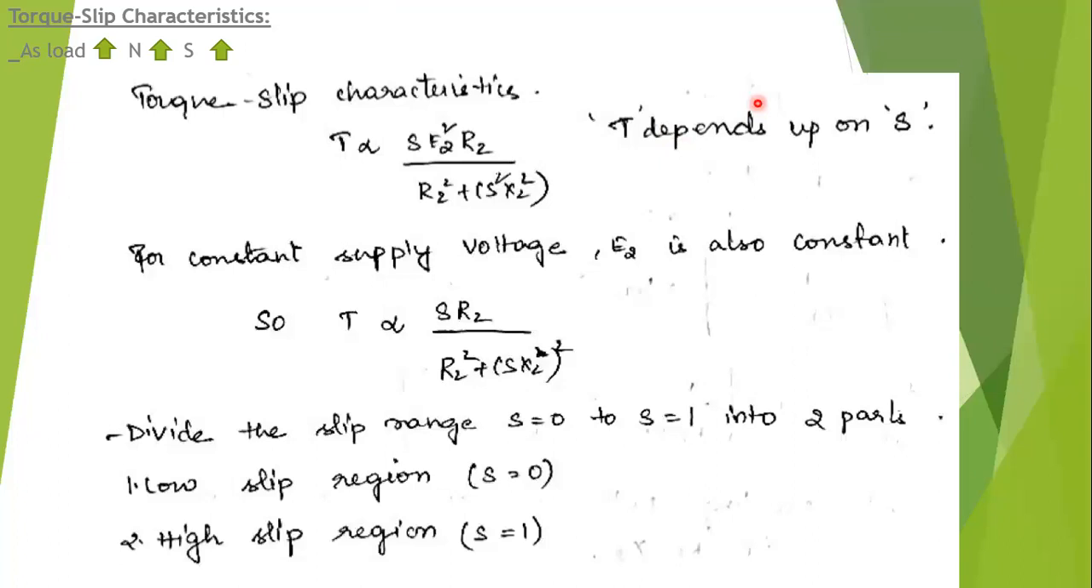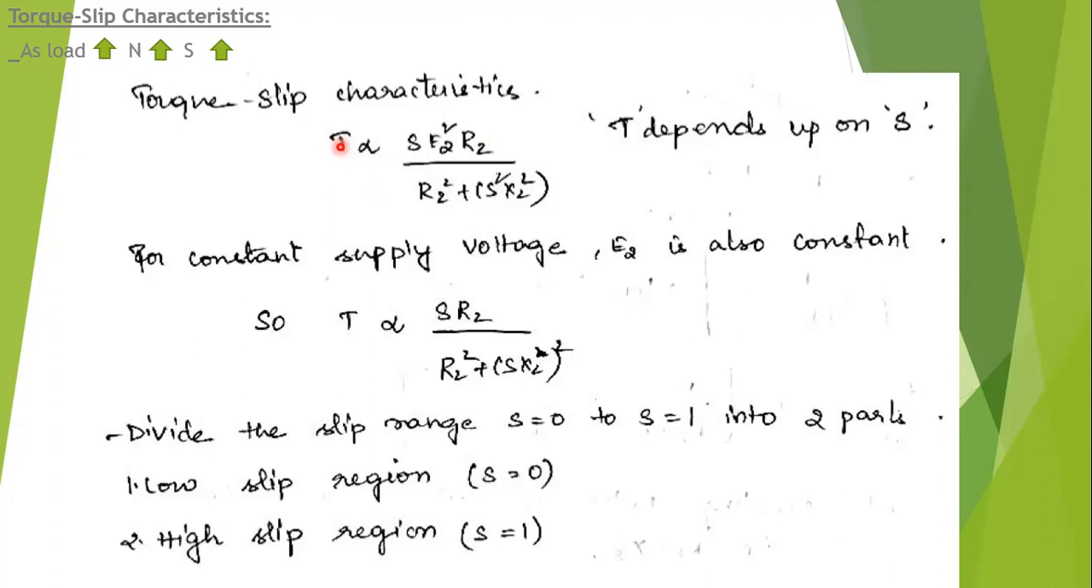Okay. Now see the next topic, torque slip characteristics. So we know that torque is directly proportional to S E2 square R2 by R2 square plus S square X2 square. This is the torque equation. Here there will be a proportionality constant K. For simplicity, as K is constant, I am removing this K. So that's why I am putting torque is directly proportional to this formula.